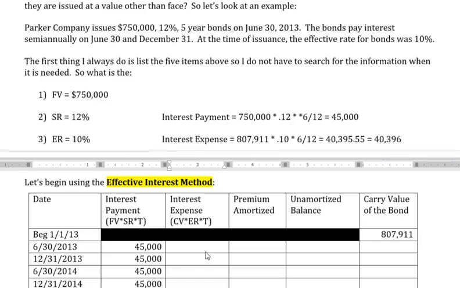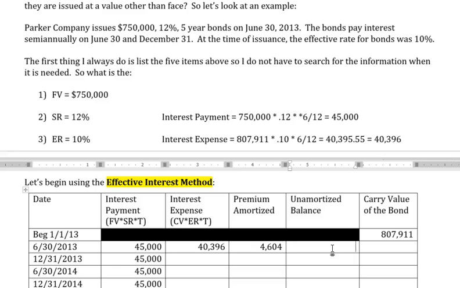Keep it simple. Now, does it make sense that our interest expense is less than the amount we pay out? Well, absolutely, because think about it this way. The bond is paying 12%, but it is only priced to yield 10%. So therefore, your interest expense at 10% should be less than your 12% payout. All right, so that brings us the amount of amortization here. We're going to take the 45,000 minus the 40,396, and we're going to get amortization of 4,604.